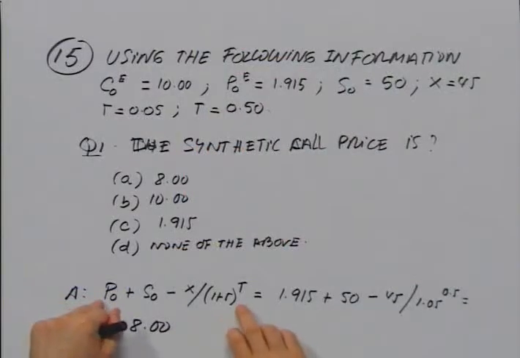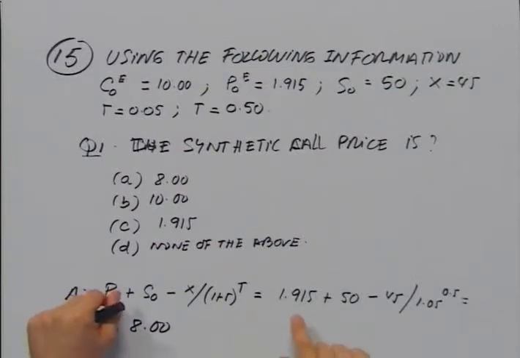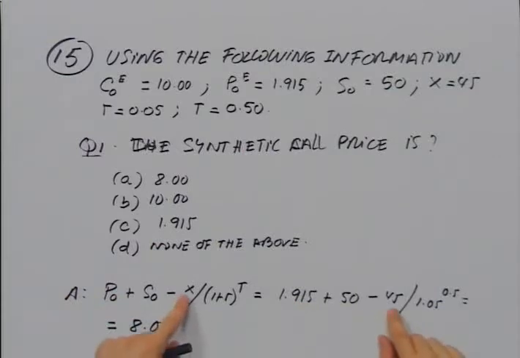Now we have all the information to do the calculation of the synthetic call, so let's do it. The price of the put is $1.915. The stock price is $50, and the present value of the strike price is 45 divided by 1.05 to the power of half. If you calculate that, you get an answer of $8. So the correct answer is A.